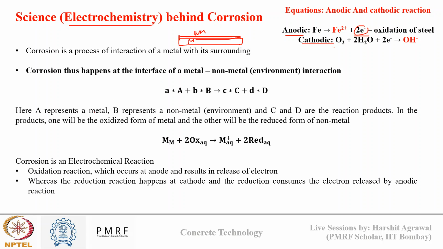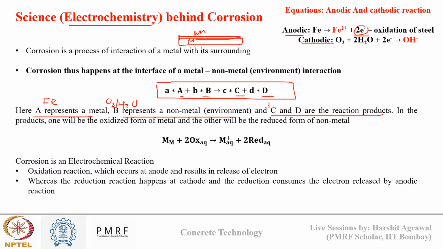If we represent this corrosion reaction in the simplest manner, we can write this equation. There are two reactants A and B which are converting into final products C and D. Here A represents the metal, B represents the non-metal. So A can be Fe, B can be oxygen in the presence of moisture. C and D are the reaction products. So one will be Fe2+ and the other one will be OH- in case of corrosion.